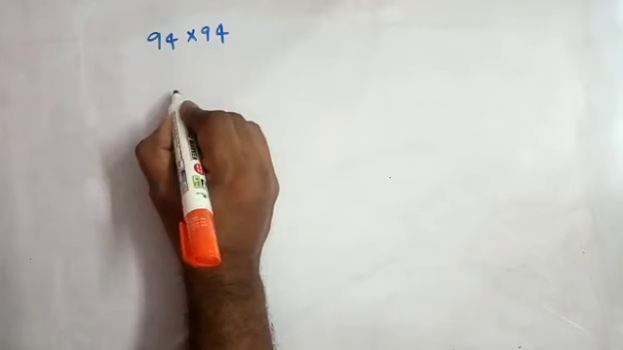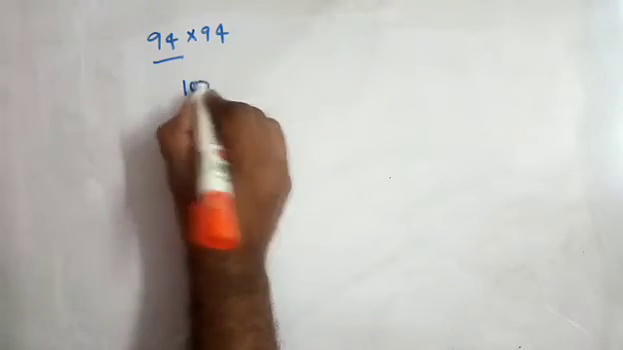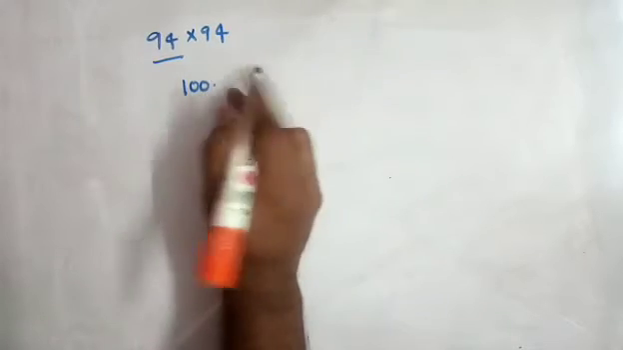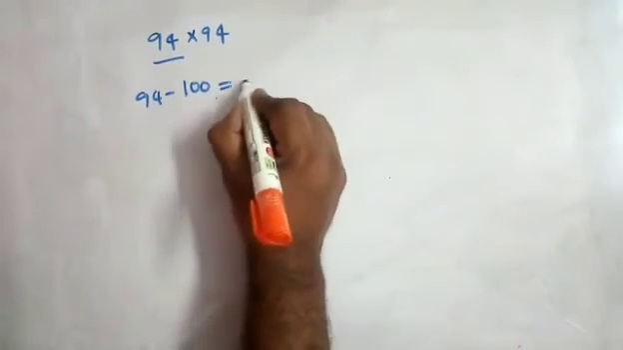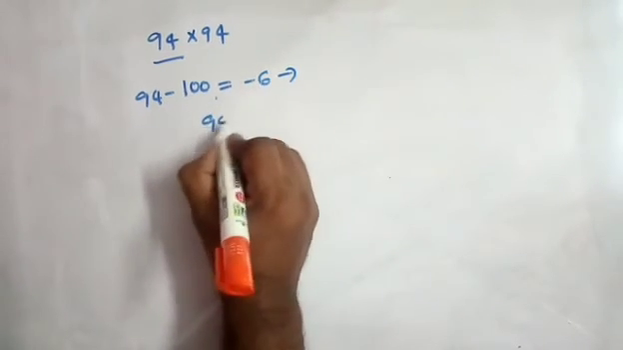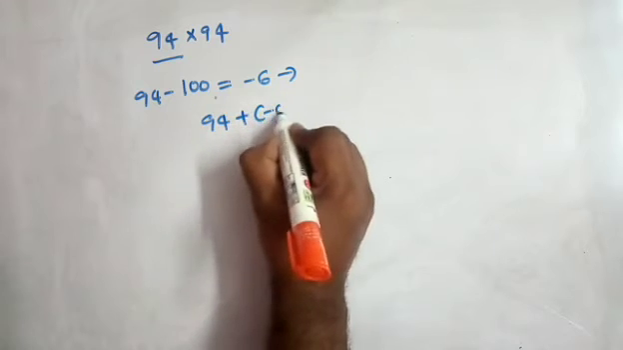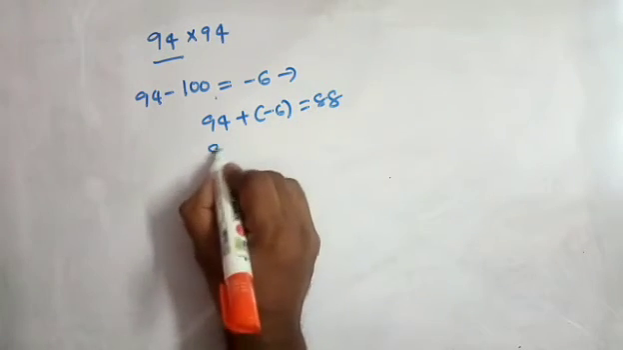let us find the square of 94. 94 times 94. First you subtract 94 from 100. How much does it come? Minus 6. Then you add this minus 6 to 94. So this will be around 88.